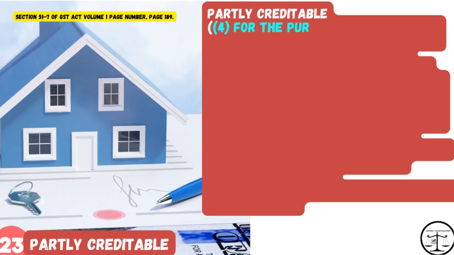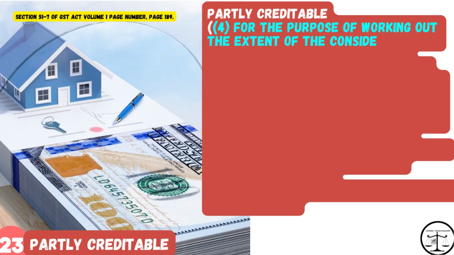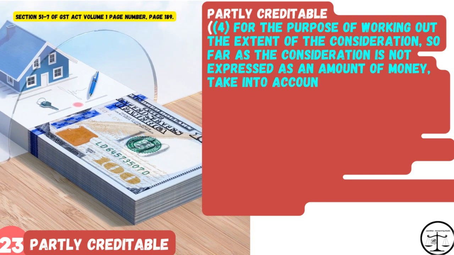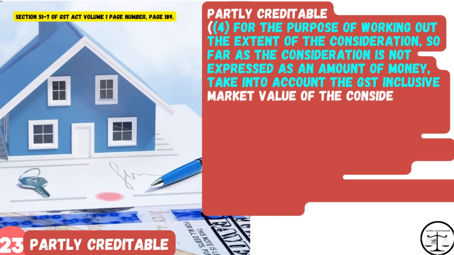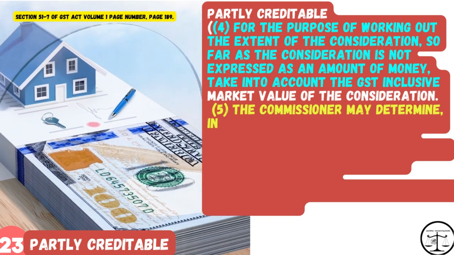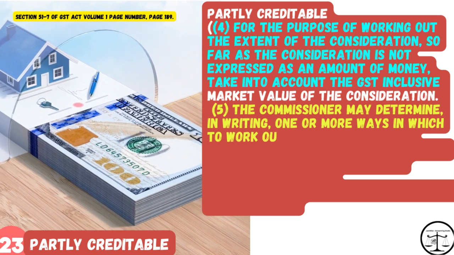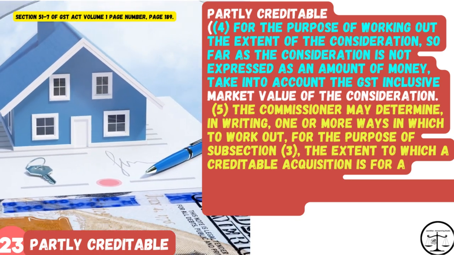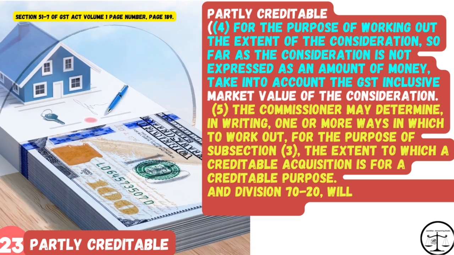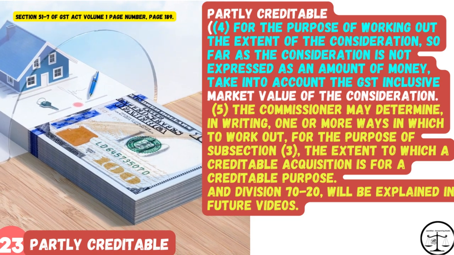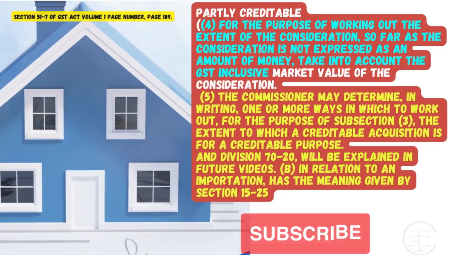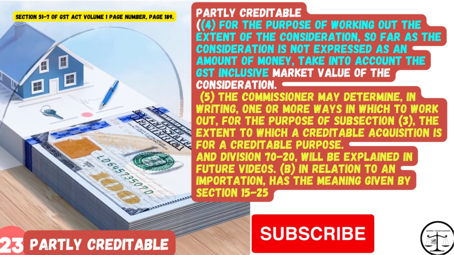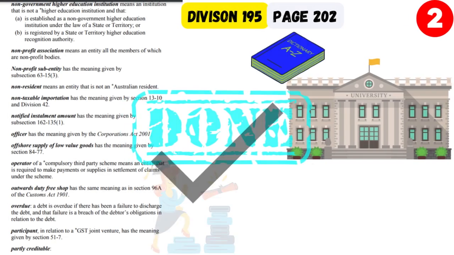4. For the purpose of working out the extent of the consideration, so far as the consideration is not expressed as an amount of money, take into account the GST inclusive market value of the consideration. 5. The Commissioner may determine, in writing, one or more ways in which to work out, for the purpose of subsection 3, the extent to which a creditable acquisition is for a creditable purpose. And Division 70-20 will be explained in future videos. B. In relation to an importation, has the meaning given by Section 15-25.